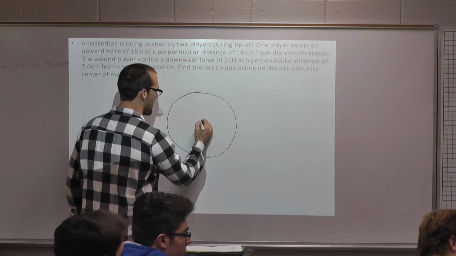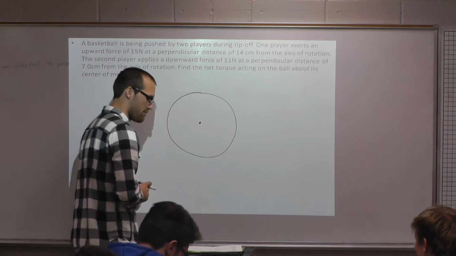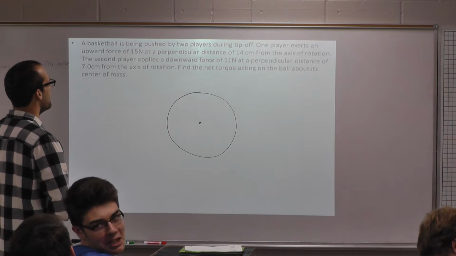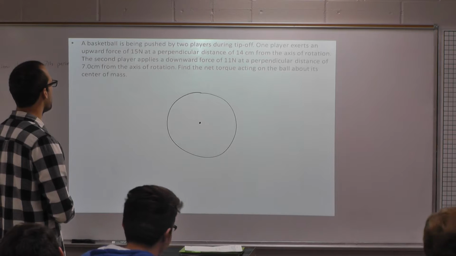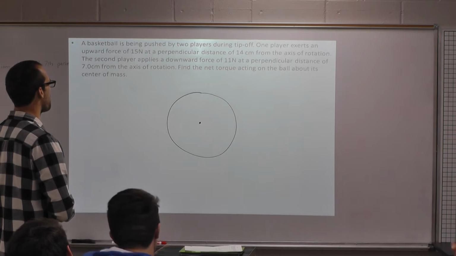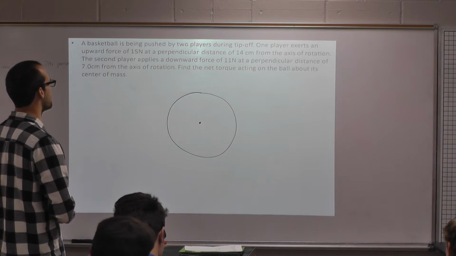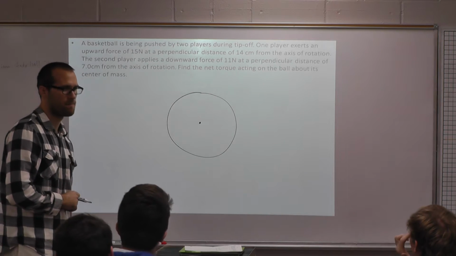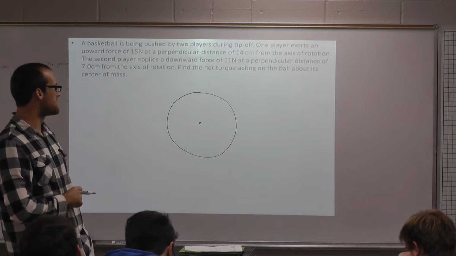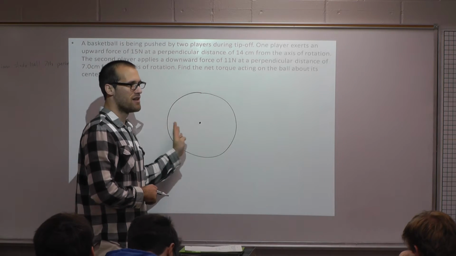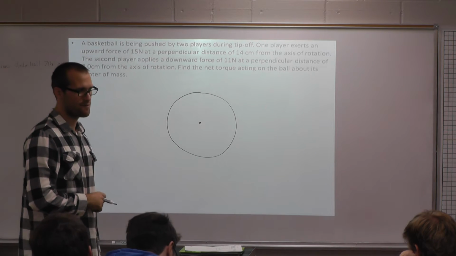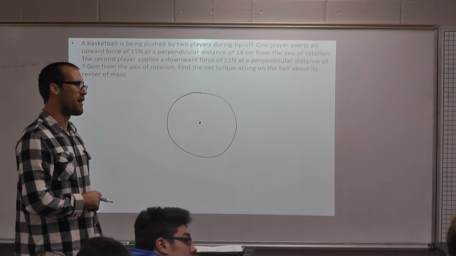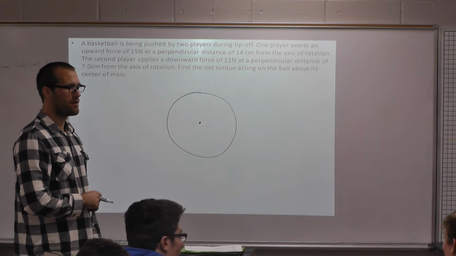Okay, so let's say here's my center of mass for my basketball. Let's just start with the first situation. It says it's applying an upward force of 15 newtons at a perpendicular distance of 14 centimeters. Now, it doesn't tell us the radius of the ball, does it? So we don't know where 14 centimeters really lies on here, so we get to kind of choose.